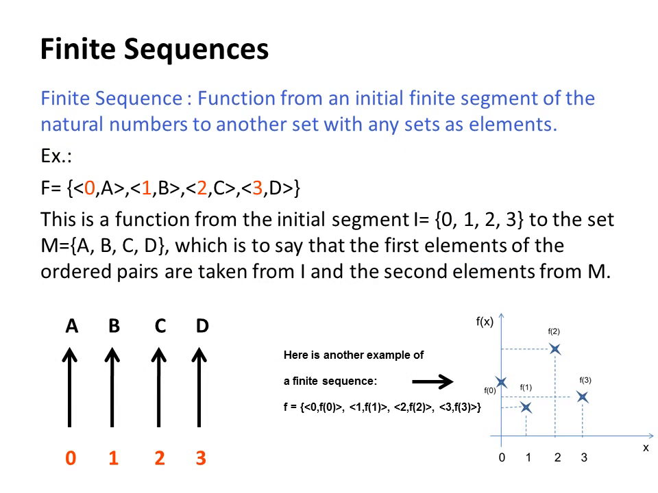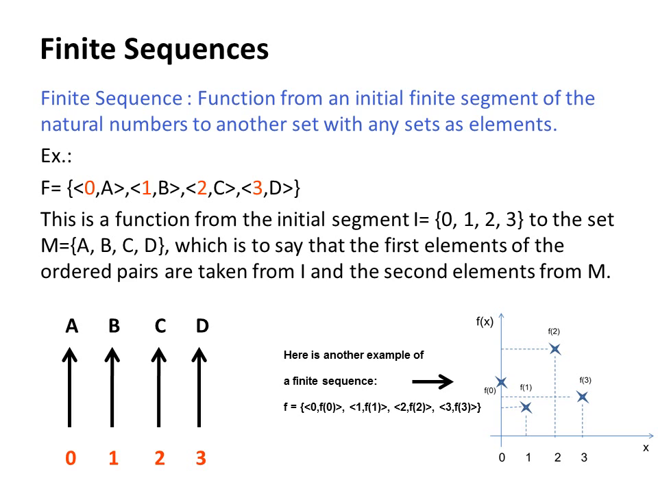The next definition we need is that of a finite sequence. An initial finite segment of the natural numbers is any set which contains all natural numbers beginning with 0 up to a certain highest number. An example would be the set 0, 1, 2, 3, 4, 5, and 6, or the set containing the first 10,000 natural numbers, including 0.